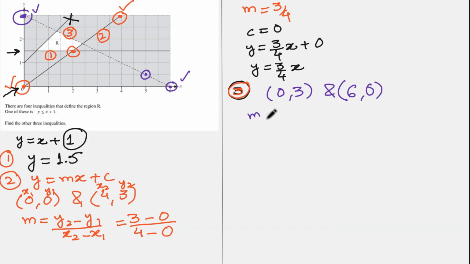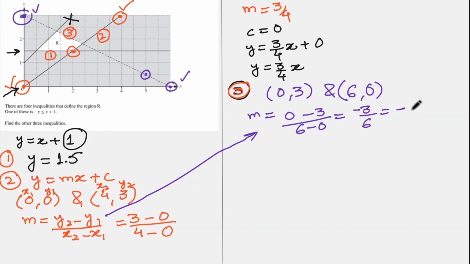So your gradient in this case is again y2 minus y1 over x2 minus x1, same formula. So let me simply replace the values. 0 minus 3 over 6 minus 0, so that comes to minus 3 by 6, so that comes to minus 1 by 2. And if you look at the graph, your y-intercept is clearly 3. Your line crosses the y-axis at 3, so your value of c is 3.